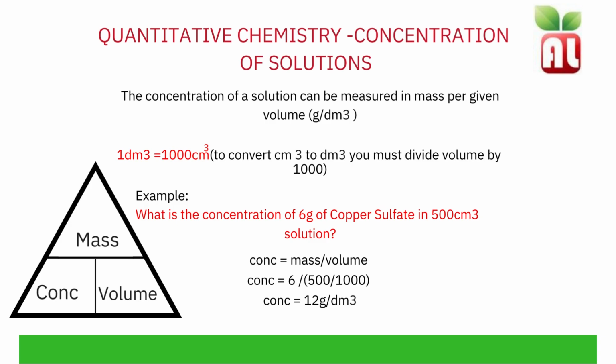6 grams divided by your volume in decimeters cubed. 500 divided by 1,000 is 0.5 decimeters cubed. So 6 divided by 0.5 gives you a concentration of 12 grams per decimeter cubed.